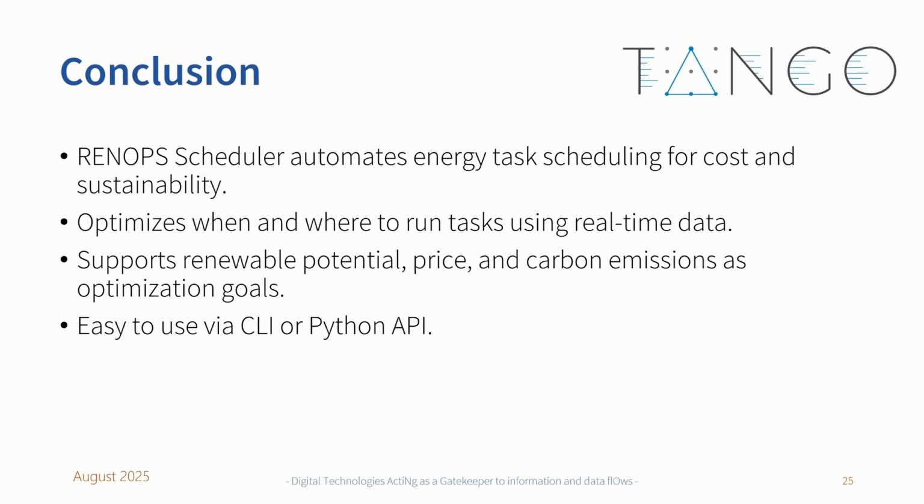In conclusion, RENOPS Scheduler empowers users to make smarter, greener, and more cost-effective decisions about when and where to run energy-intensive tasks. By automatically analyzing real-time and forecasted data for renewable potential, electricity prices, and carbon emissions, the tool enables both time-based and location-based optimization. This not only helps reduce operational costs, but also minimizes environmental impact, making it a practical solution for anyone looking to align their energy use with sustainability goals.